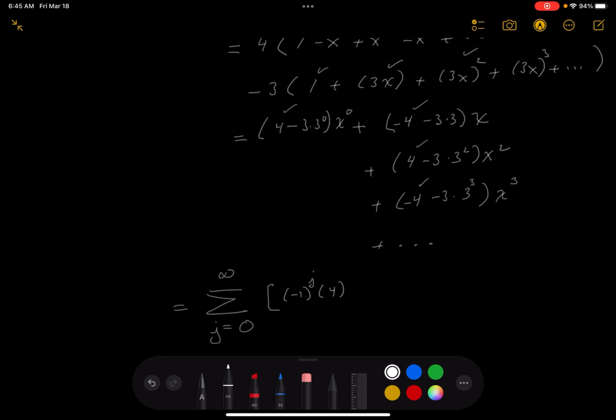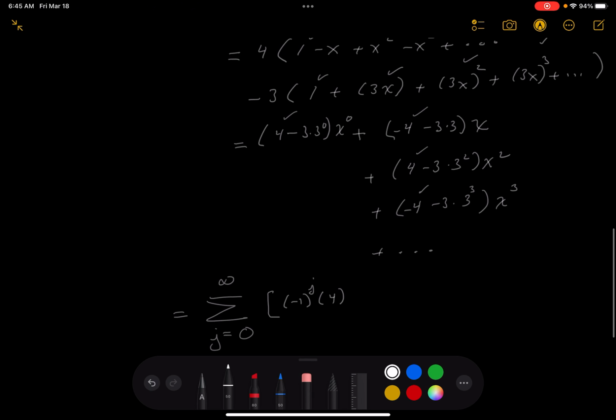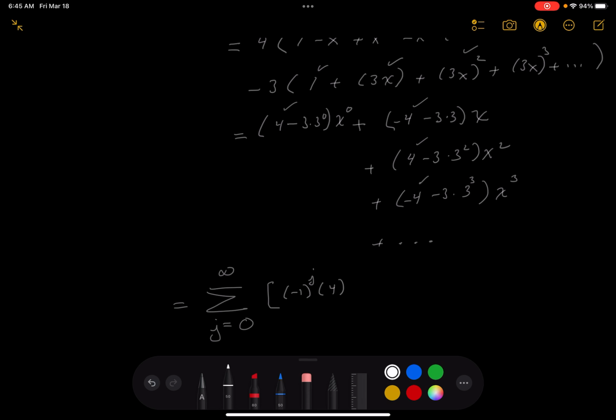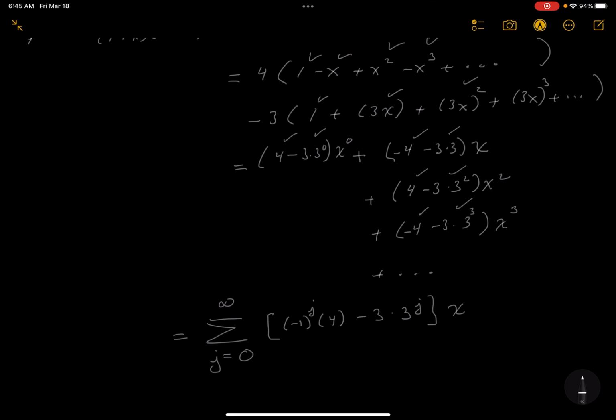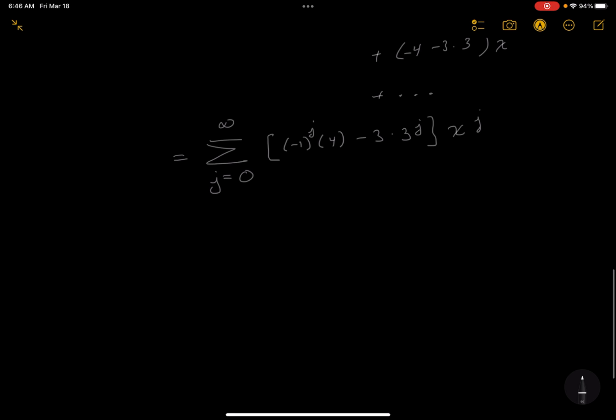All right, let's go to the next guy. What do I see? I see minus 3, and then I see 3 to the j. And then what I get is x to the j. All right, and this is starting at 0. So I could write this down now.